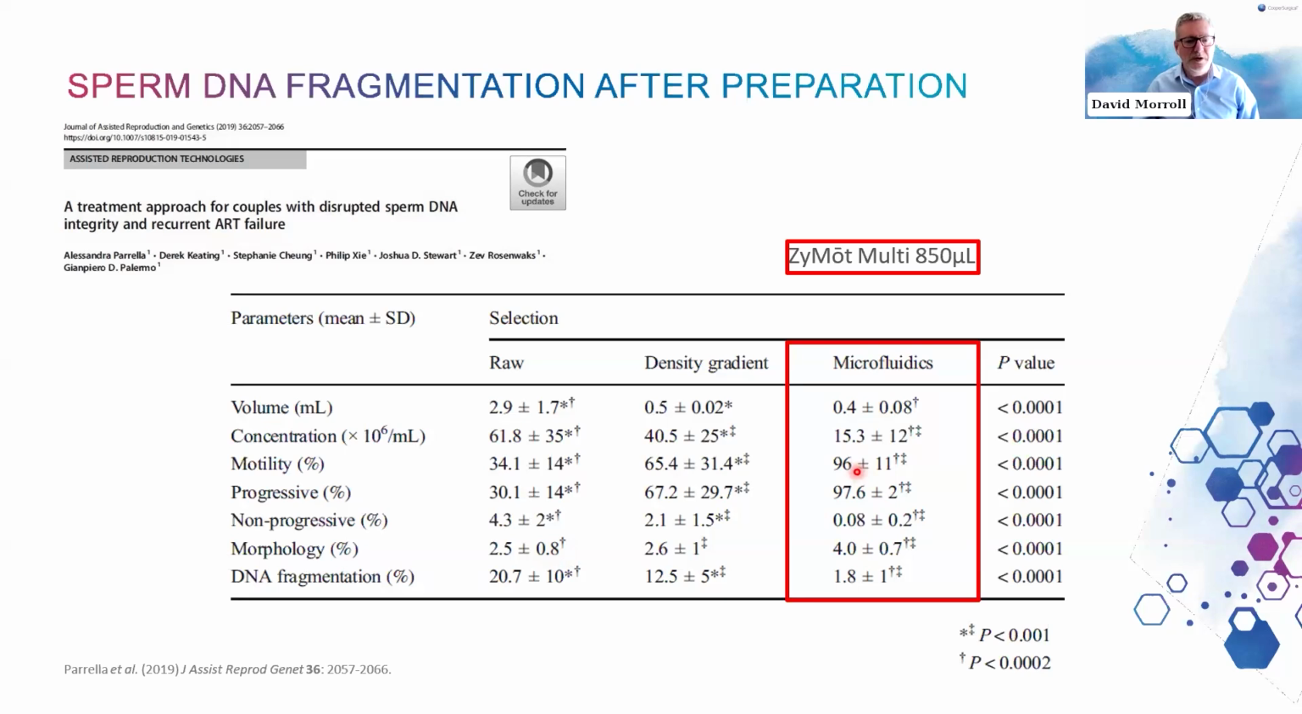And what they showed really nicely, you can look at the other parameters, but the one I want to focus on is the DNA fragmentation. So 20% in the raw semen, 12% after density gradient, so reduced, 1.8% in the microfluidic group. So a real stepwise decrease in DNA damage if you select by motility using a Zymot device.